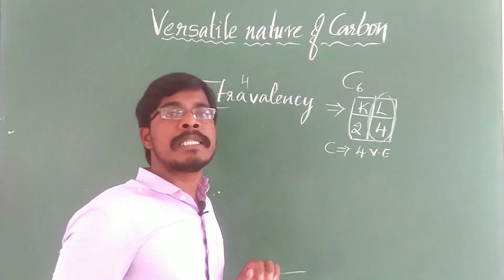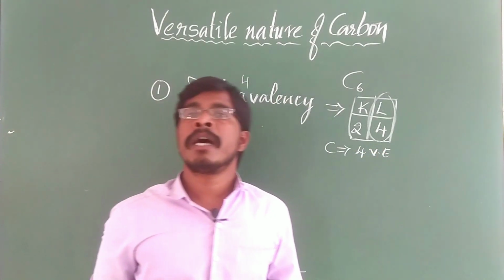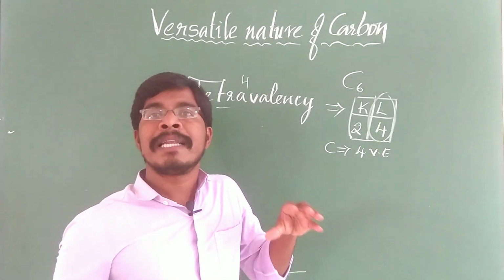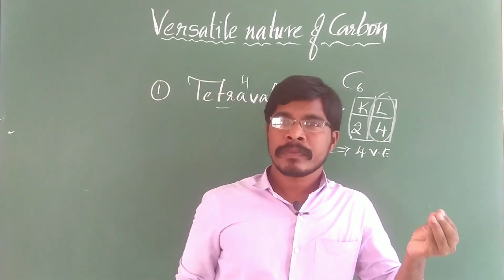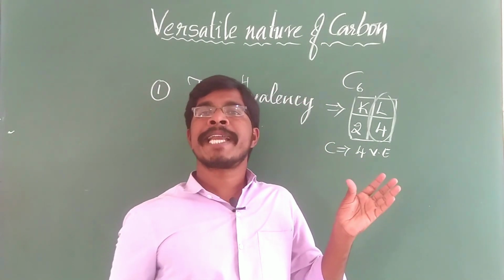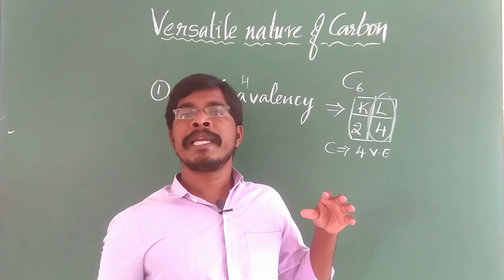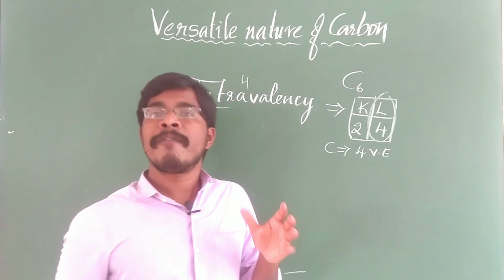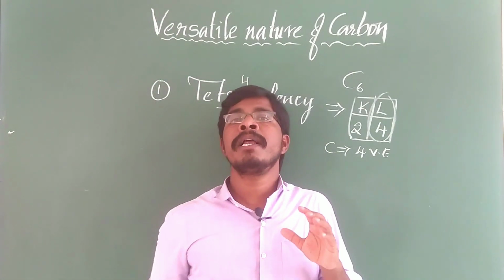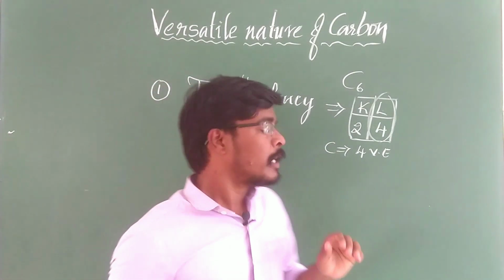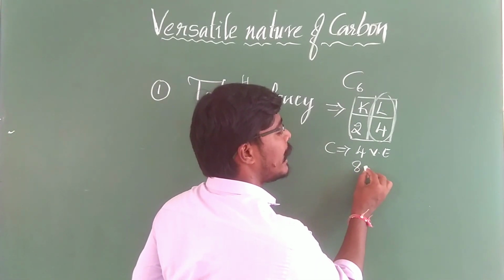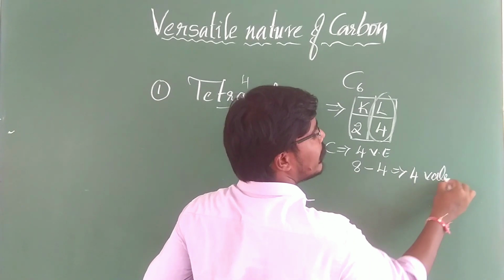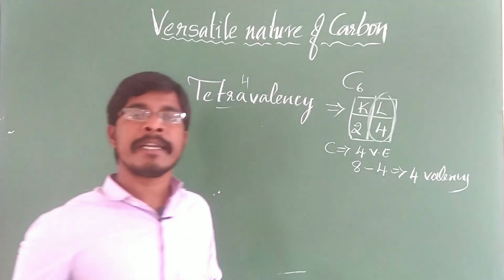And if you want the valency, what you have to do? In metals and non-metals, we discussed it there. If the valence electrons are more than 3, you need to subtract those valence electrons from 8, because 8 is the octet structure, the number of electrons present in the stable electronic configuration. So subtract: 8 minus 4 is nothing but 4. Then the valency of carbon is 4. Like this also we can identify it.